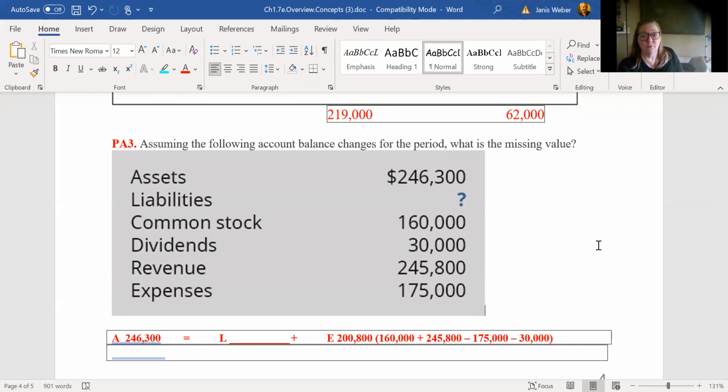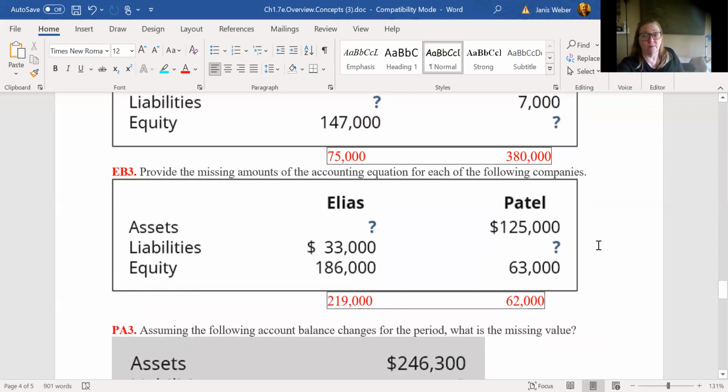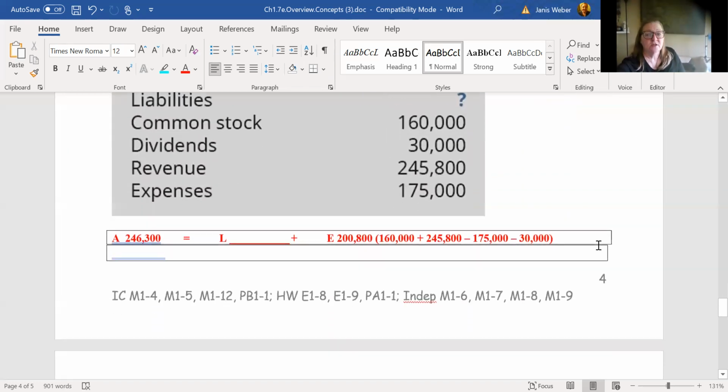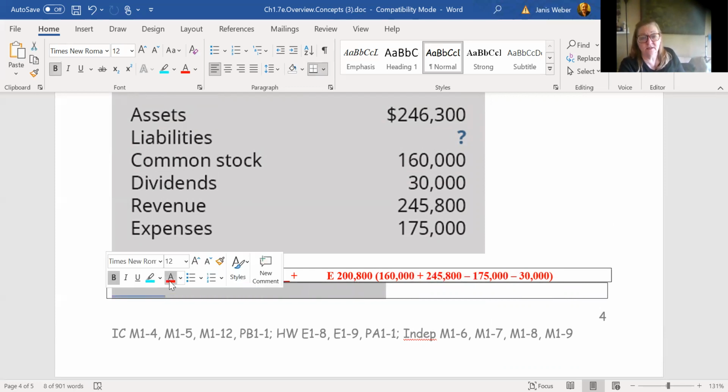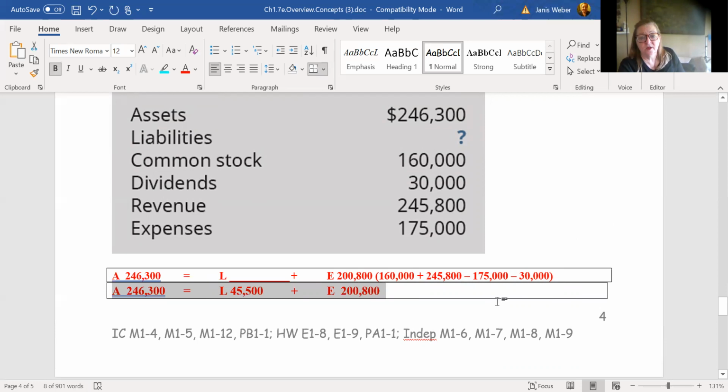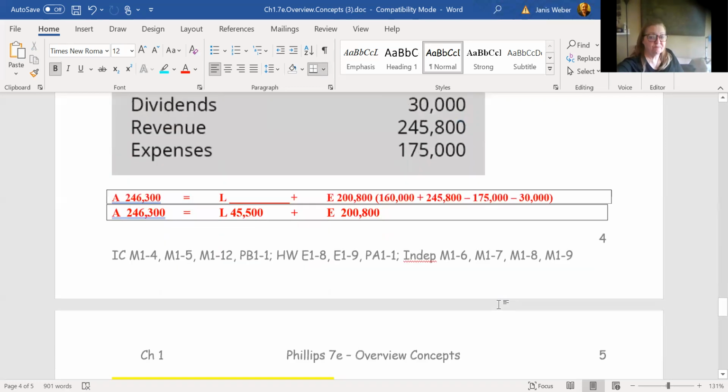So now once I've got to that point, it's exactly like these problems I was working earlier. So it's 246.3 minus 200,800. And so there, I can now solve it to see what the liability amount is. So reveal it there. The liability must be 45.5 because that's what it takes to bring the liability and equity side up to 246.3. You see?